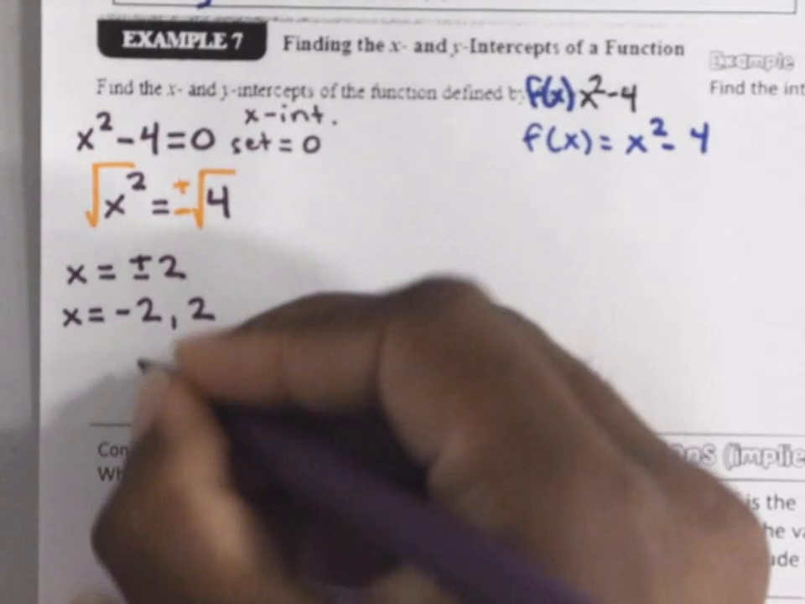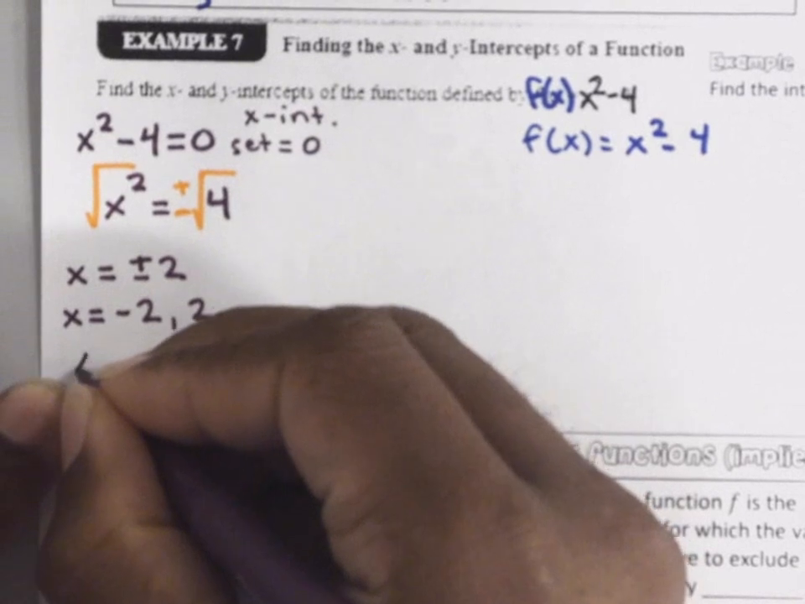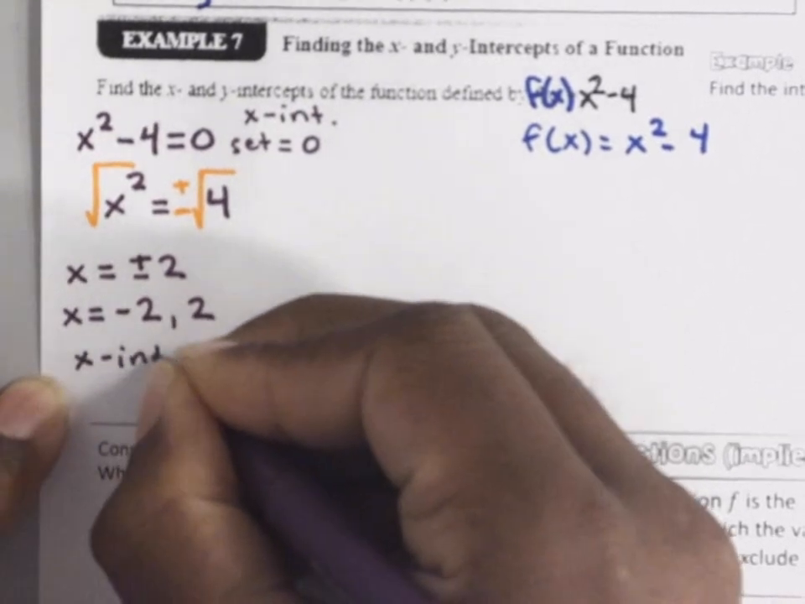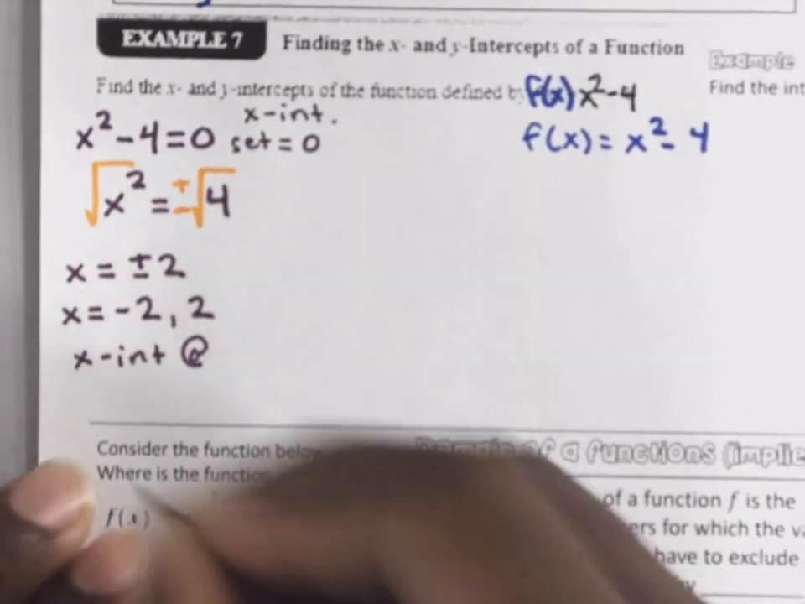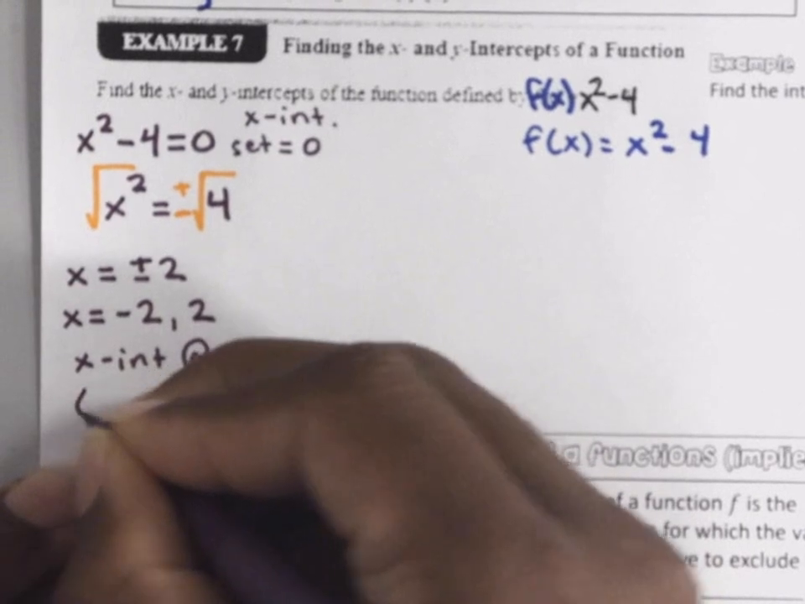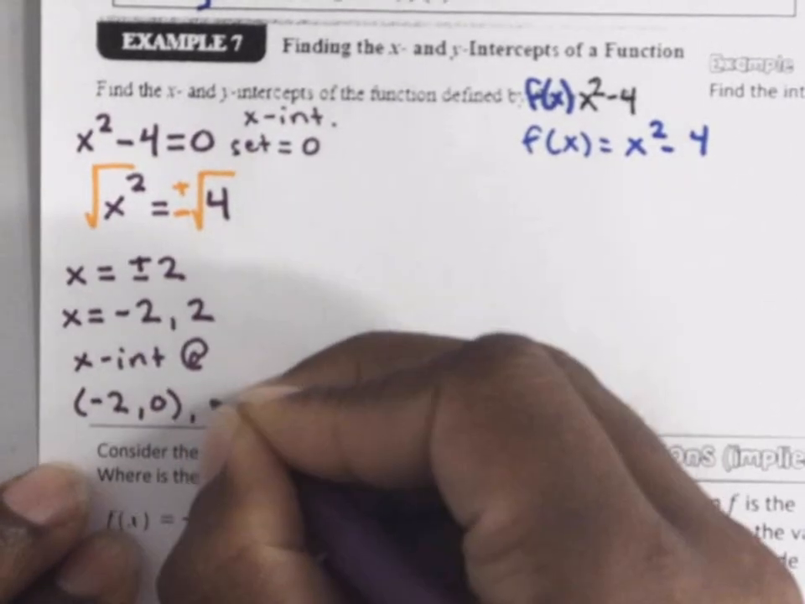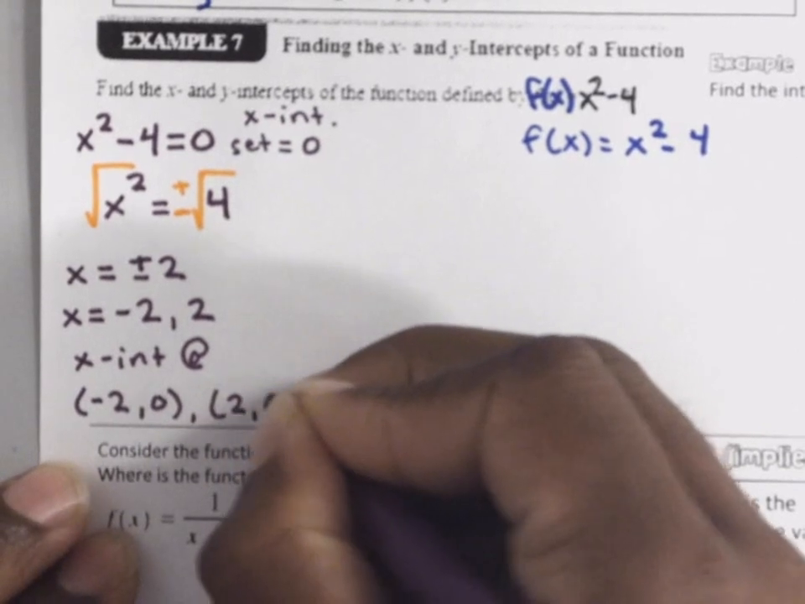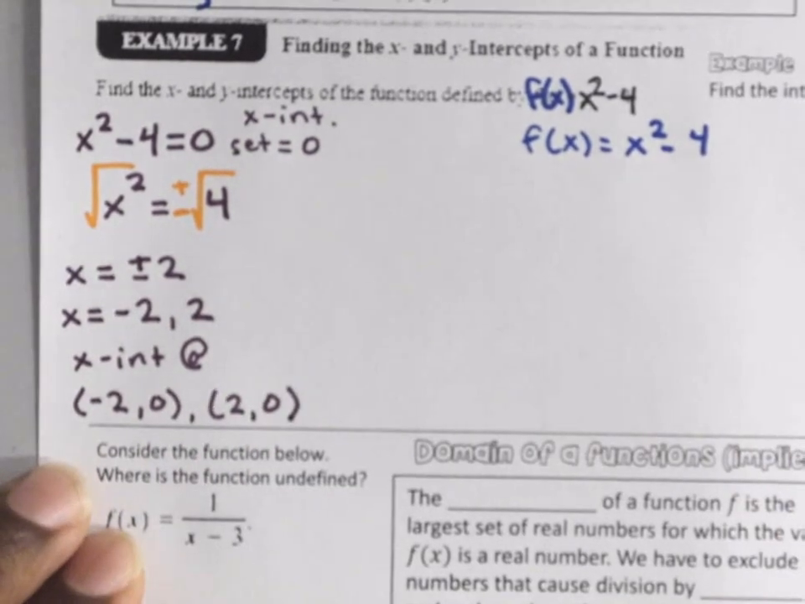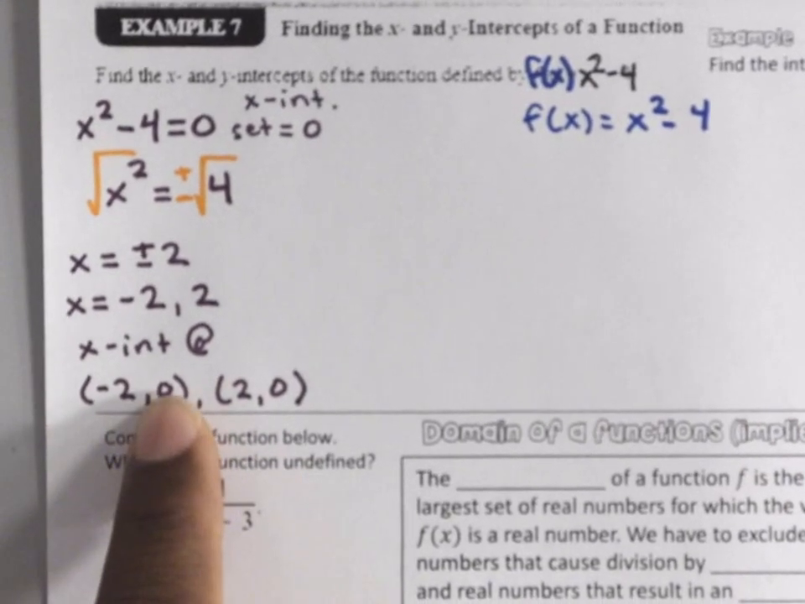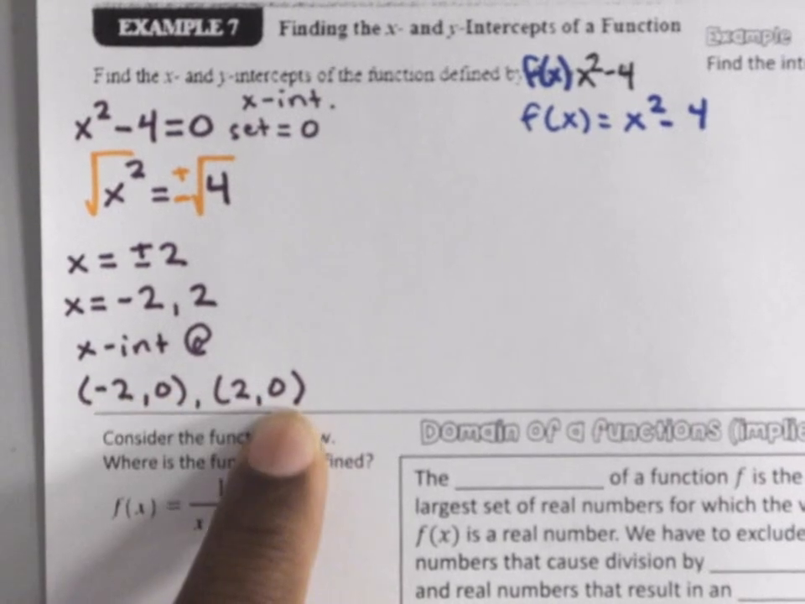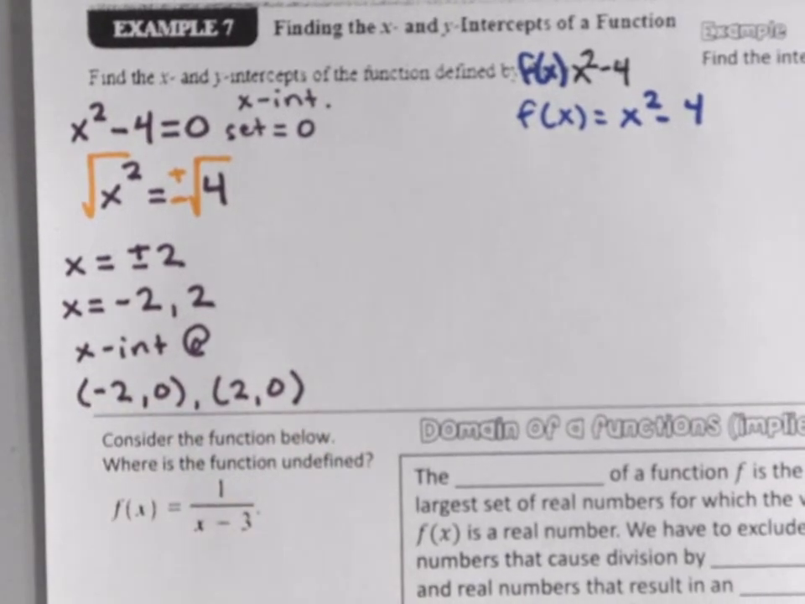All right, so I have 2 x-intercepts for this one. So I'll say x-intercepts at negative 2, 0 and 2, 0. Because on the x-intercept, the y-coordinate is 0. Right? Does that make sense?